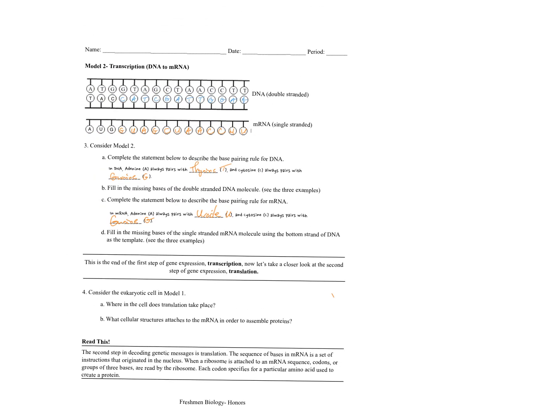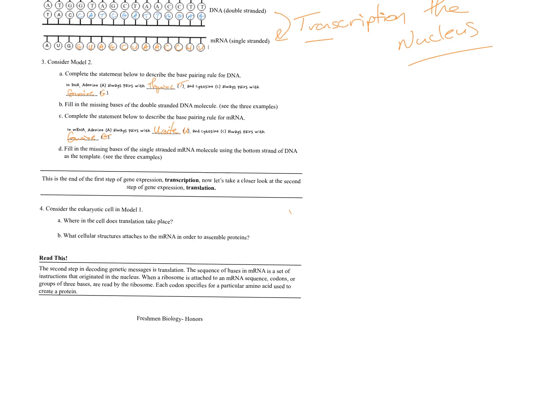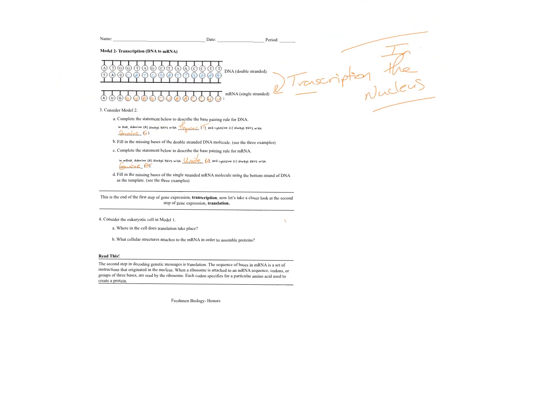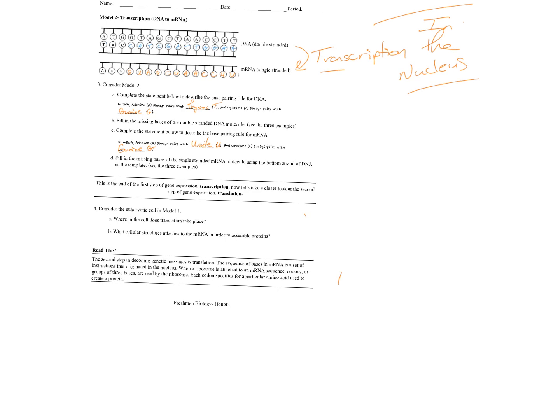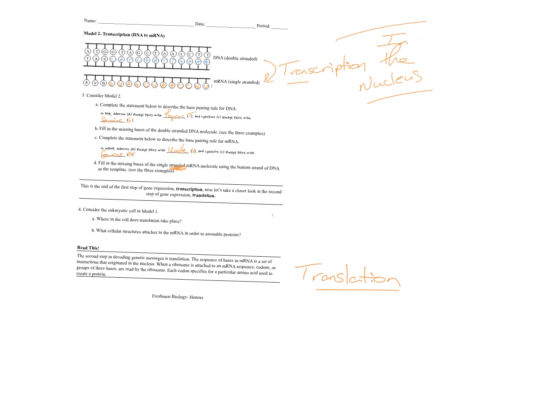Okay. So going from DNA to RNA is known as transcription and happens in the nucleus. Now we're going to do translation. And there's details here, as you can see. This is the second step to making a protein.